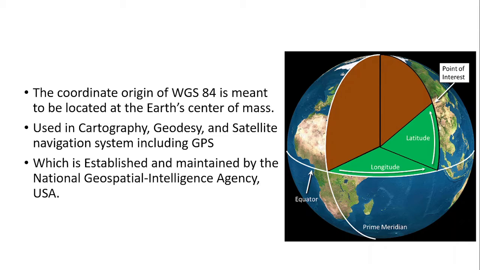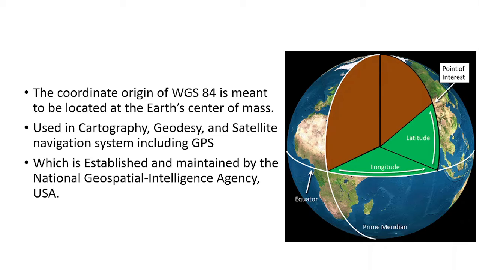WGS stands for World Geodetic System and it was established in 1984. It represents locations on the three-dimensional Earth's surface. Therefore, its units are in decimal degrees. The coordinate origin of WGS 1984 is meant to be located at the Earth's center of mass. It is used in cartography, geodesy, and satellite navigation systems including GPS, and is established and maintained by the National Geospatial Intelligence Agency.